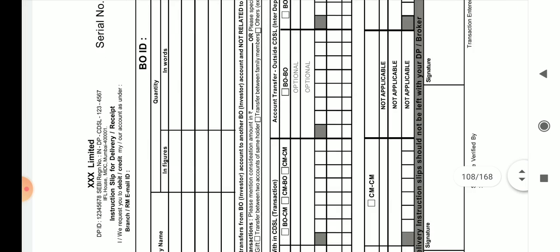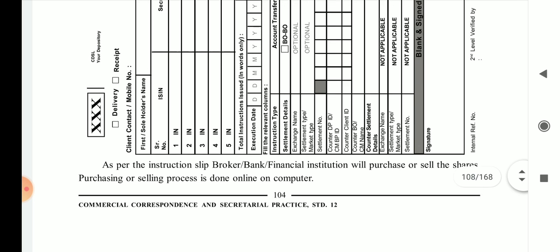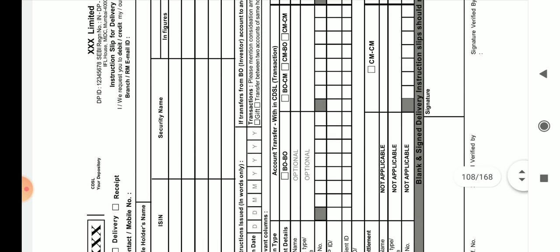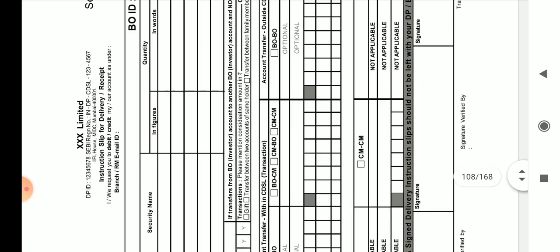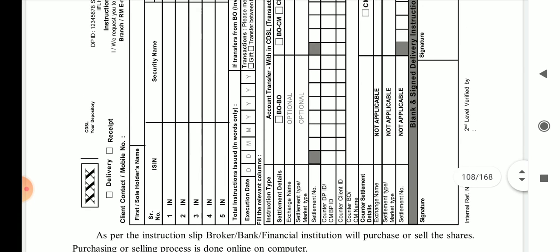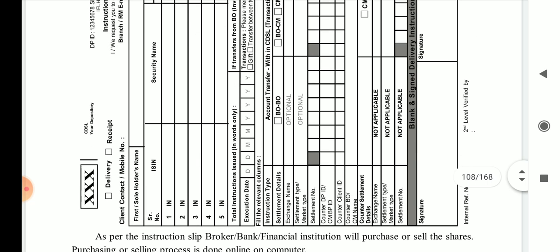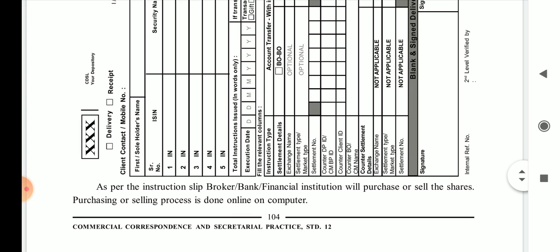So all the necessary details should be asked in the instruction slip, and here the necessary signature is confirmed, while you have to mention it in the instruction slip. See, here three signatures are mentioned, so you have to write them in the three columns. So this is the instruction slip, one kind of image.